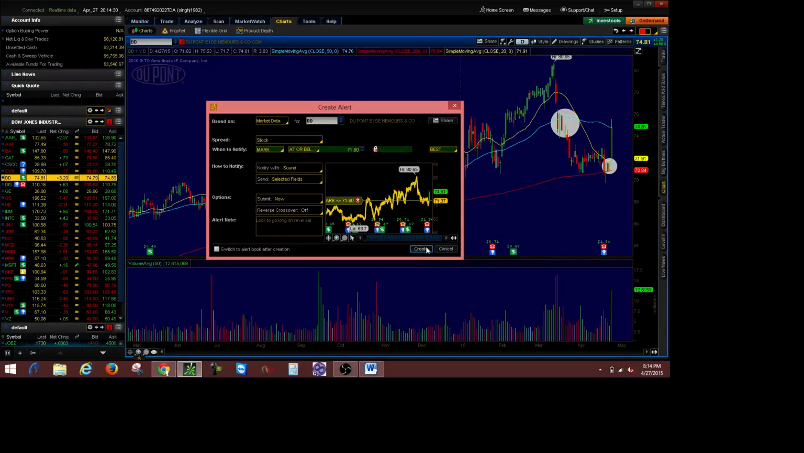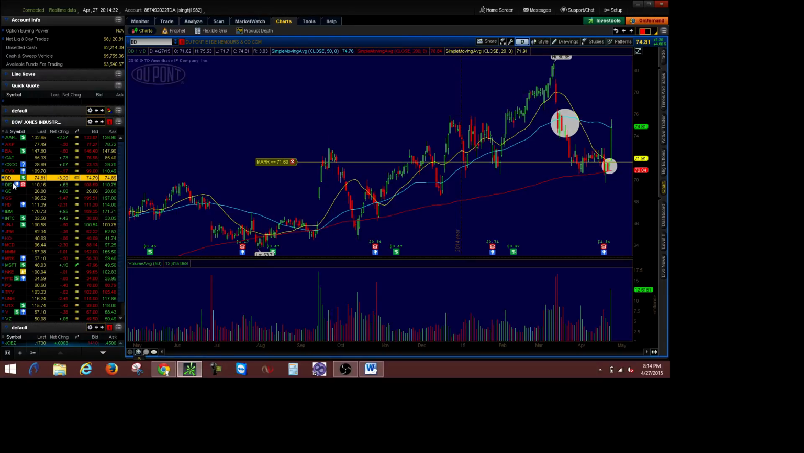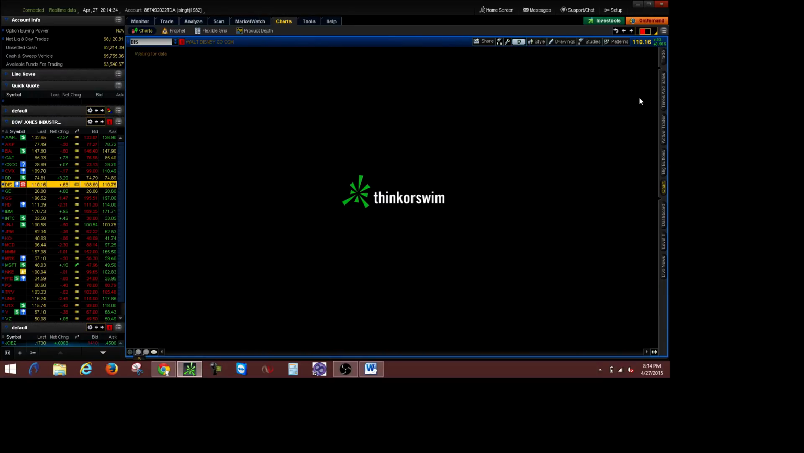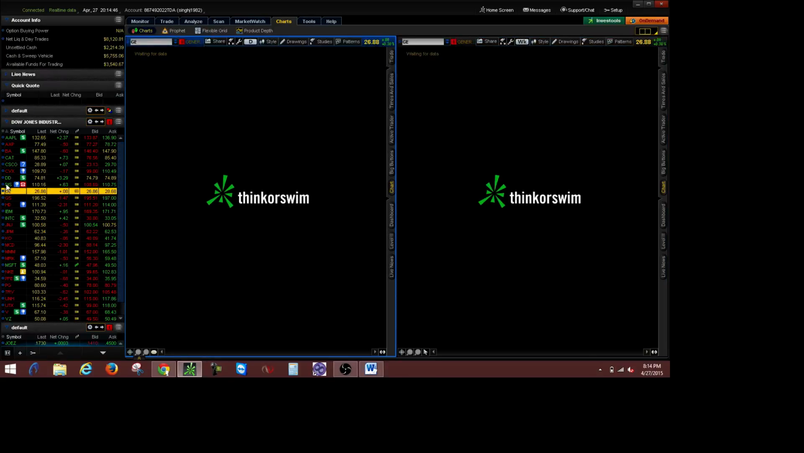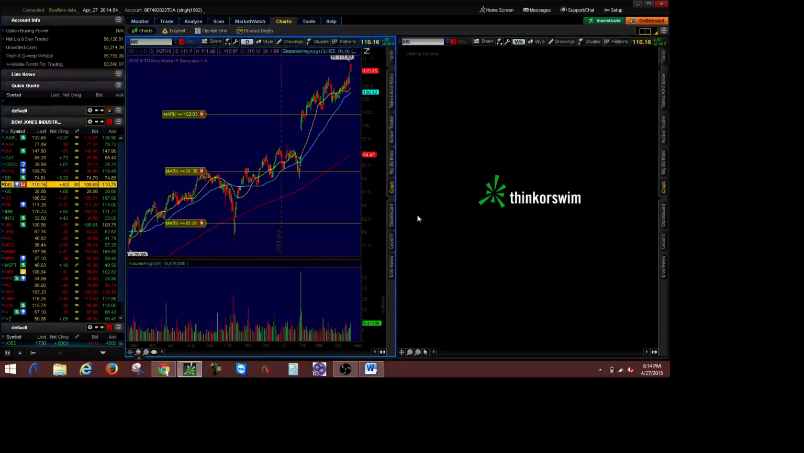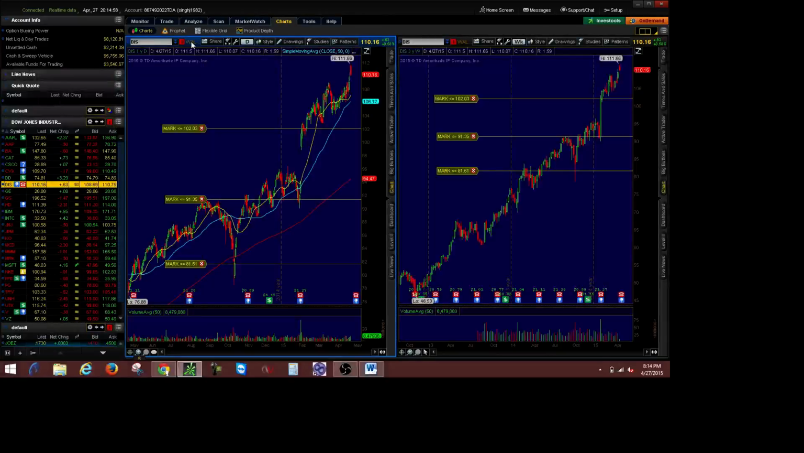Okay, so let's see if that works out. DD, then you have your Disney. I don't know why this system slows down. TOS sometimes, even on my desktop I'm using a paper account, might be loading a little bit slow. Okay, anyway, so Disney, right?